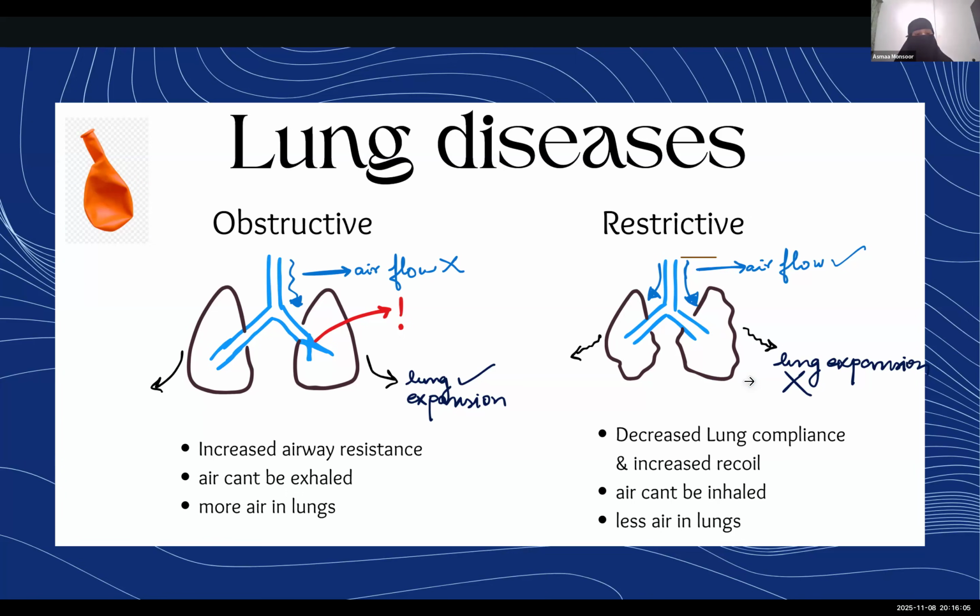Yes, Mariam. Both have lower expiration. The first one, obstructive, has lower expiration because the bronchi is compressed and the airway resistance increases, so air is not able to go outside. Whereas in the second case, there is less air in the first place, so there is lower expiratory volume. Okay? All good? We can move on.